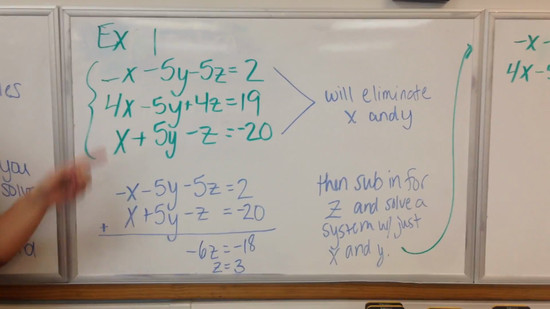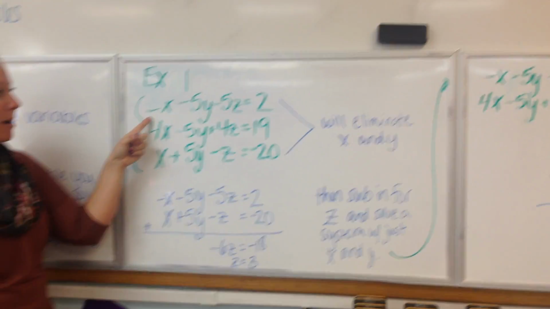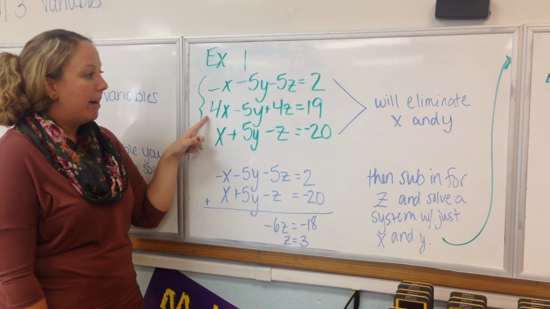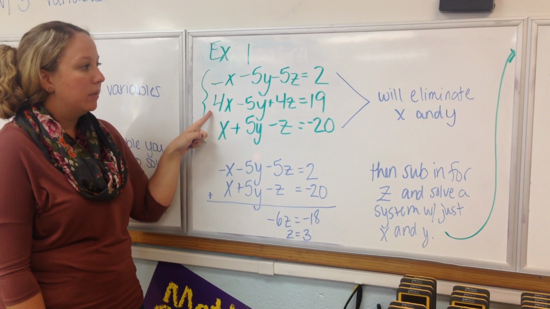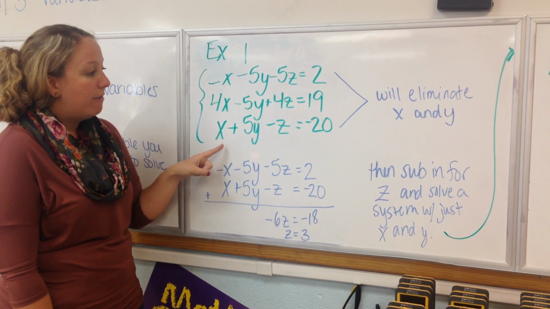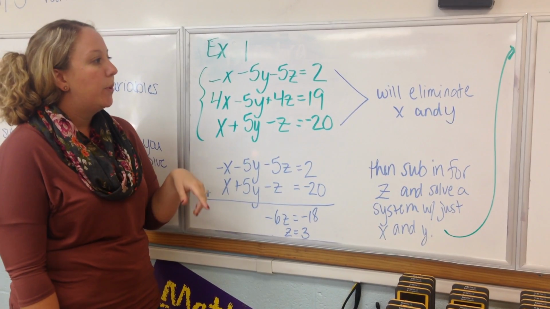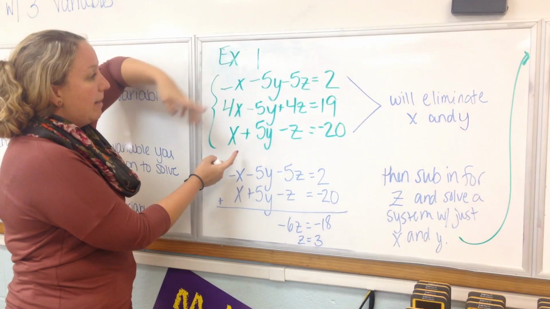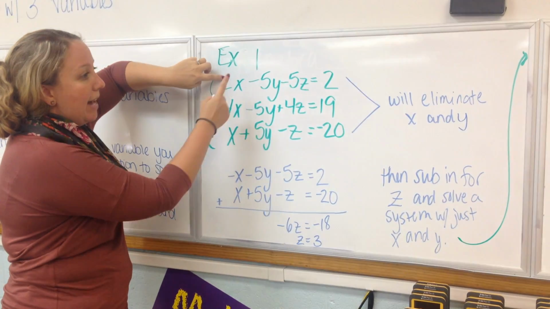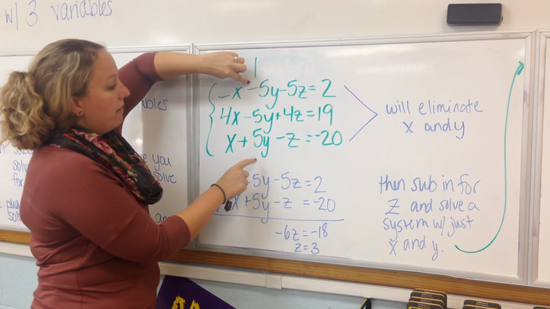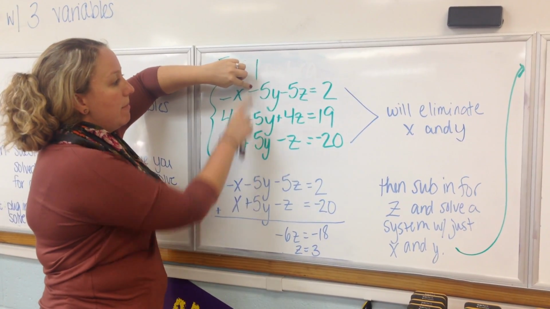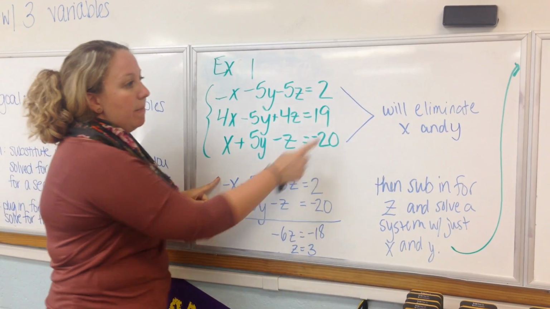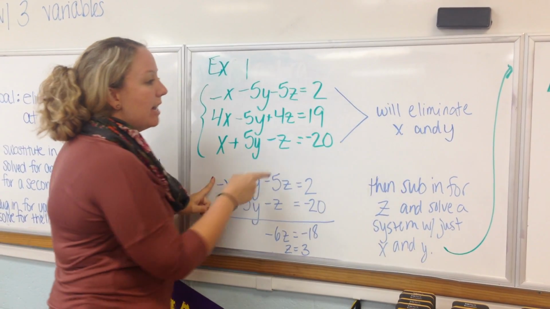Example 1, we have our three equations: negative x minus 5y minus 5z equals 2, 4x minus 5y plus 4z equals 19, and x plus 5y minus z equals negative 20. If I take equations 1 and 3 and add them together, negative x plus x will eliminate, and negative 5y plus 5y will eliminate. So I'm going to write these two equations down together, so that I eliminate x and y and I can solve for z.